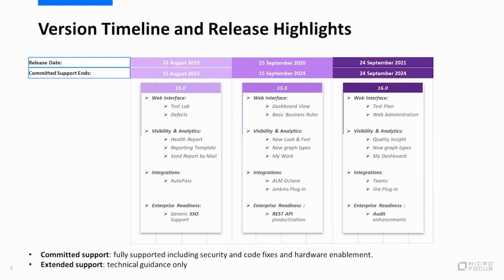To summarize this part, let's first align on the support terminology. Committed support means fully supported, including security and code fixes and hardware enablement. When the committed support ends, you can have extended support for technical guidance only. All versions below 15.0 are either out of committed support or will be so during next year. Our latest version is ALM 16, which was released last September and will be supported until September 2024. We do recommend to upgrade to the latest version to enjoy both the committed support and the benefits we have reviewed in the previous slides.